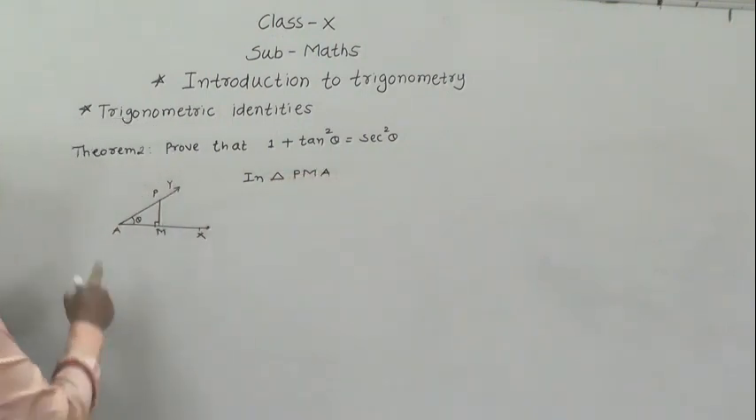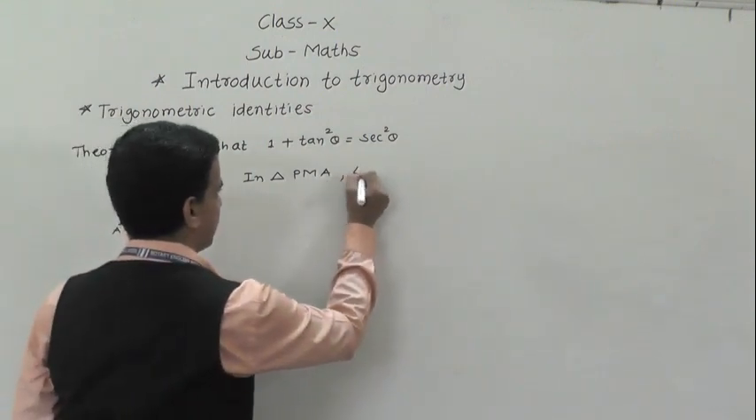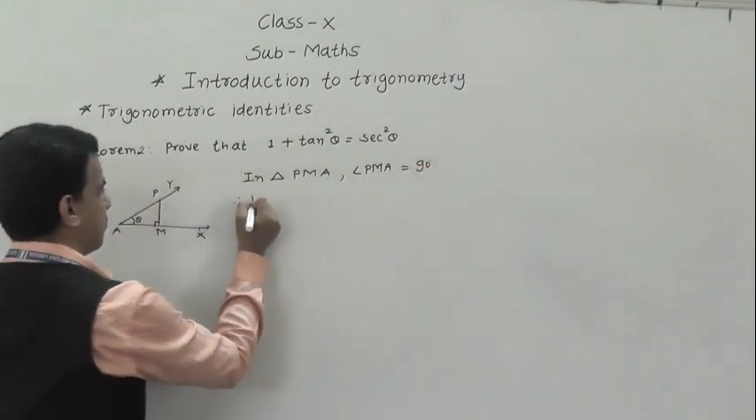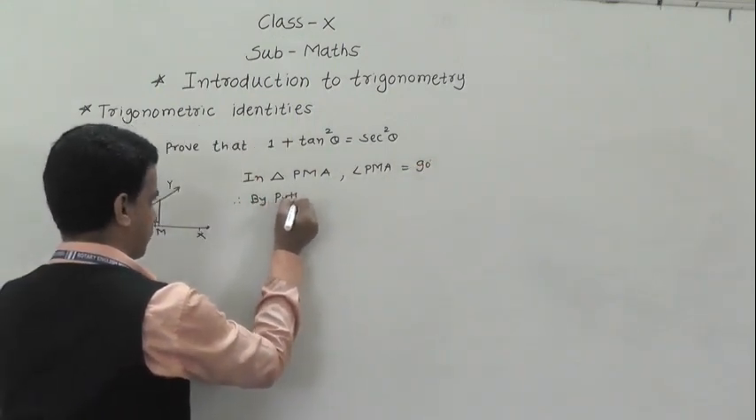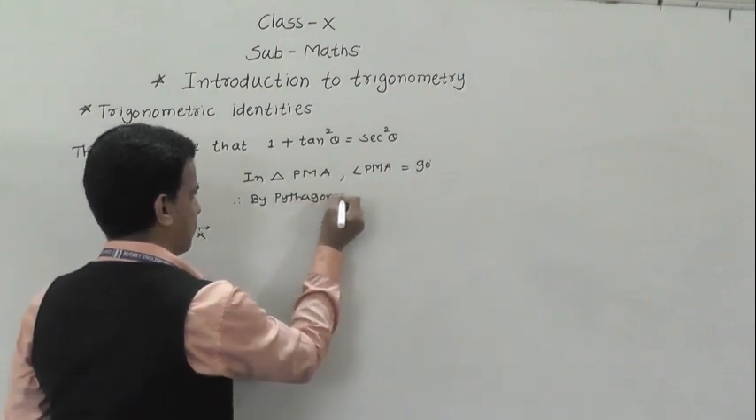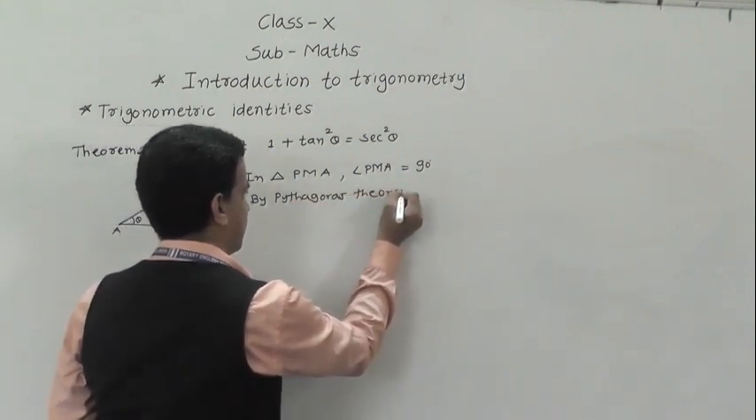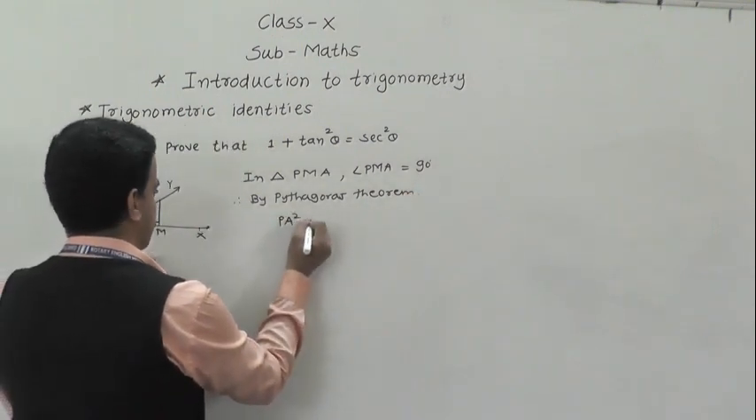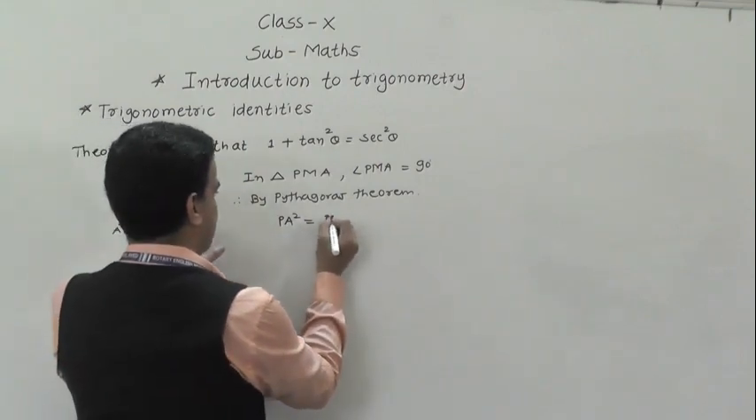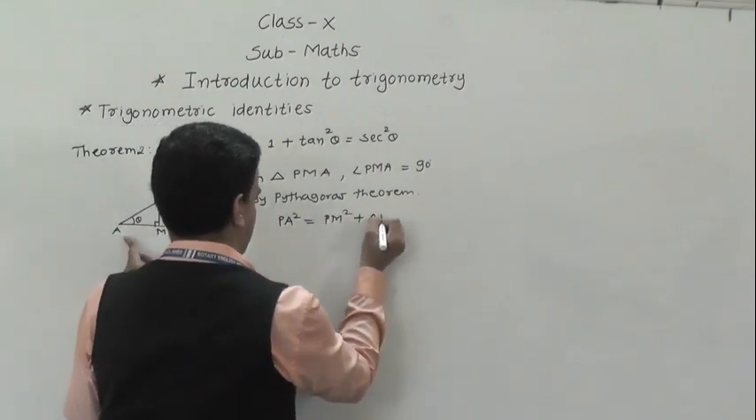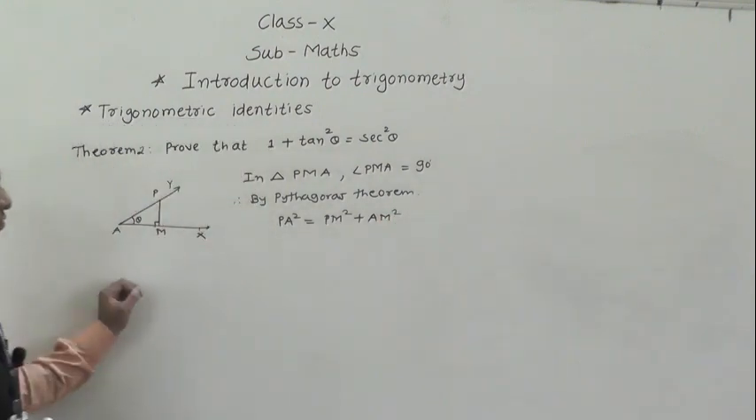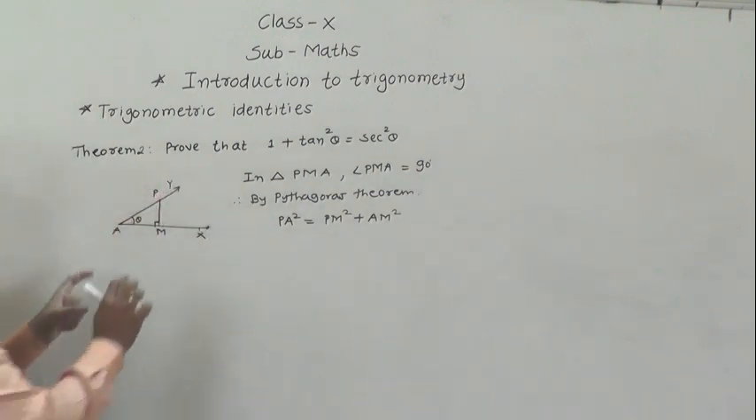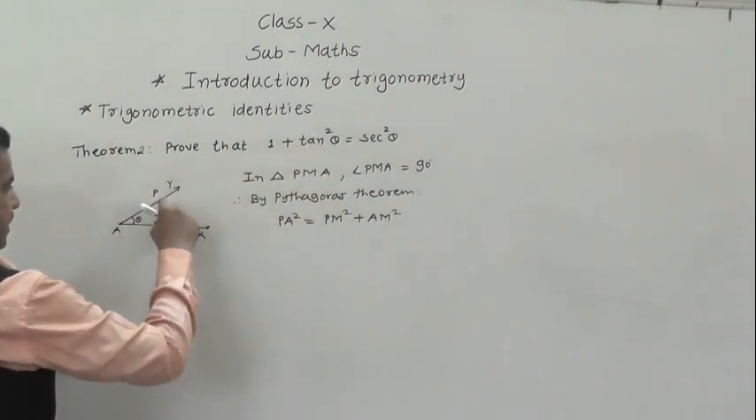PMA, angle PMA is equal to 90 degrees. Therefore by Pythagoras theorem, we have PA² = PM² + AM². Now we want here 1 + tan²θ. So what is the value of tan theta? That is PM by AM.